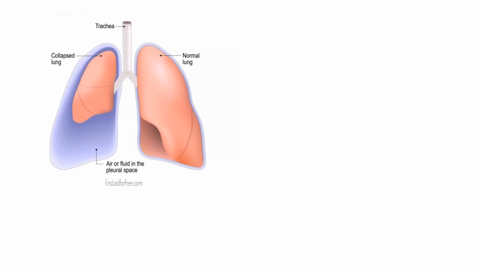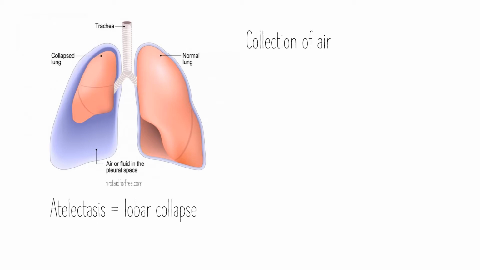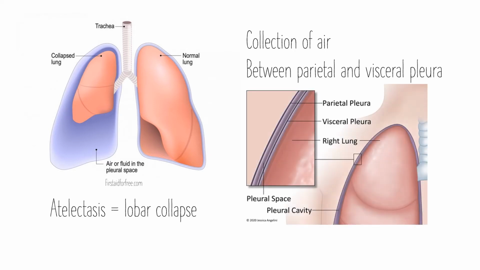So, to begin with, what exactly is a pneumothorax? Well, here you can see an image of a collapsed lung with air or fluid in the pleural space. This collapsed lung is called an atelectasis, but this air or fluid in the pleural space is the pneumothorax. So, a pneumothorax is a collection of air between the parietal and visceral pleura. Now, if you remember, you can see on this image, the parietal pleura is the outer lining and the visceral pleura is the inner lining. We can remember this because visceral means inward feelings and parietal means wall.